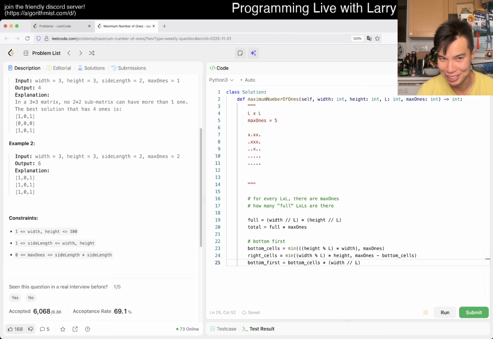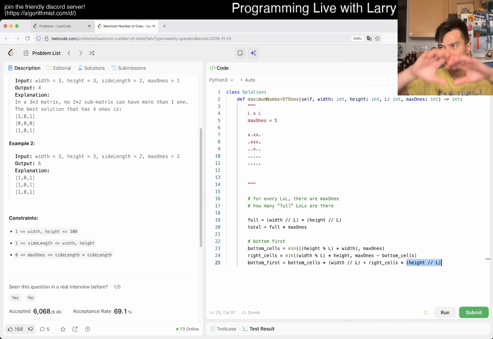I don't think I'm explaining this well at all. I don't even know if I'm right. So yeah. So then now it's going to be bottom cells. We count the number of bottom cells plus the number of right cells times the number of them, or number of right cells and the number of right bigger cells, if you will. And that's the bottom first.